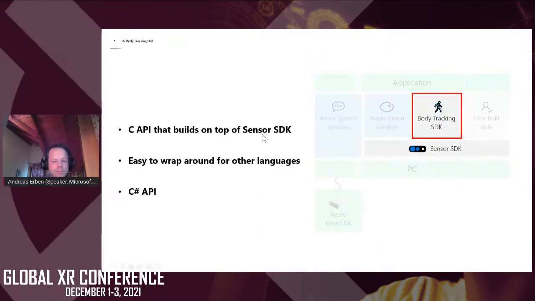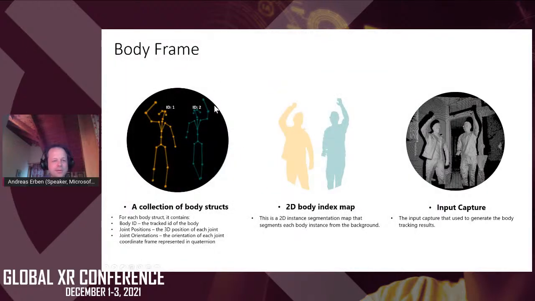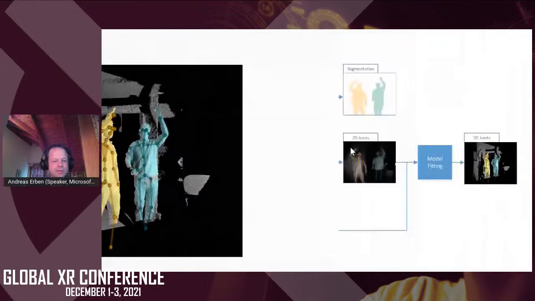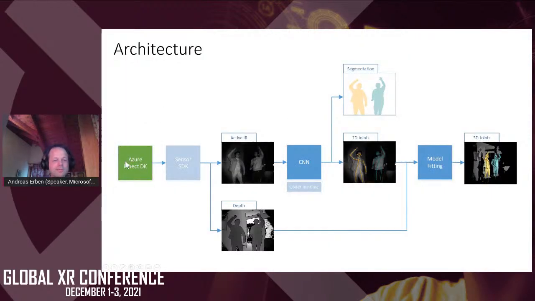Looking back at the actual APIs, this is what you get out of it. You get a collection of body structs out of the body tracking, and a body index map, meaning the pixels that are associated with the recognized body, and you can do input capture. Yeah, 3D skeletons. This is roughly how the processing works. It starts with a development kit, then you have the sensor SDK sitting on top of that, and that produces an active infrared image and a depth image. The convolutional neural network will, with the help of the Onyx runtime, do two things: the segmentation, meaning the pixels that belong to the body, and it gives you two-dimensional joint positions.